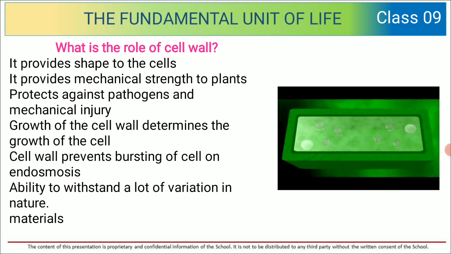What is the role of the cell wall? It provides shape to the cells. It provides mechanical strength to the plants. It protects against pathogens and mechanical injury. Growth of the cell wall determines the growth of the cell. The cell wall prevents bursting of the cell on endosmosis. It has the ability to withstand a lot of variation in nature.